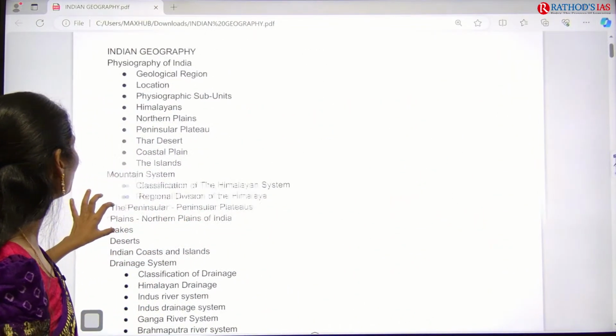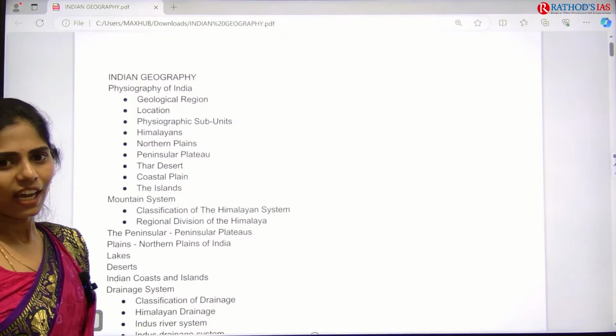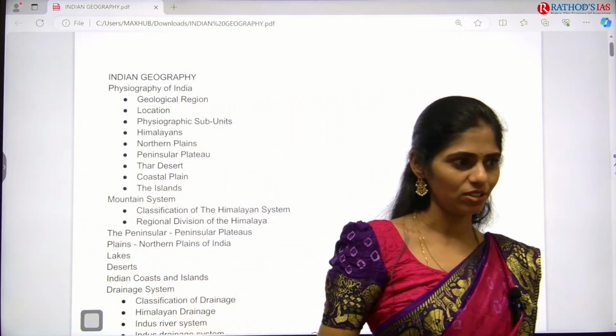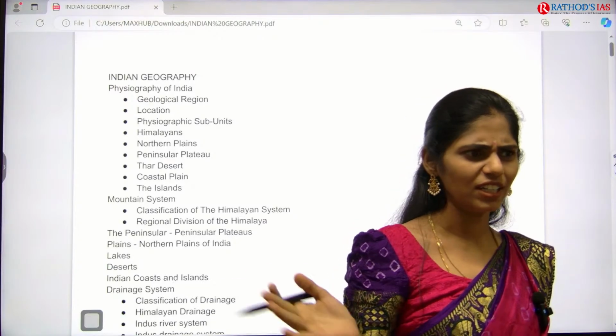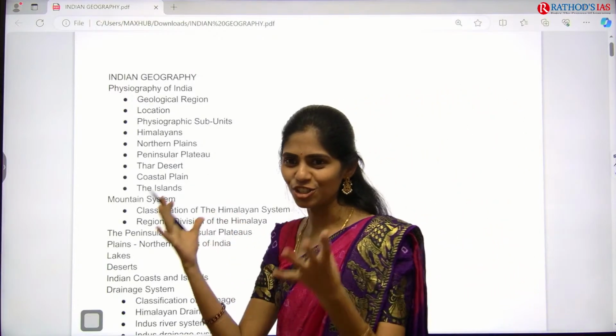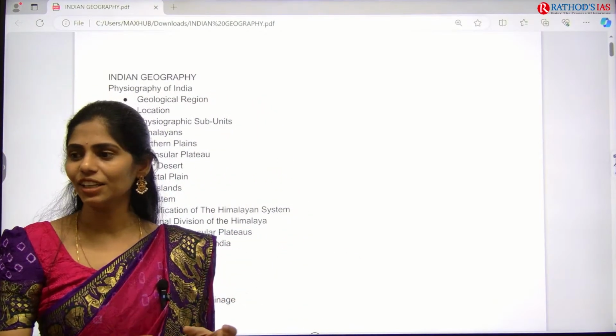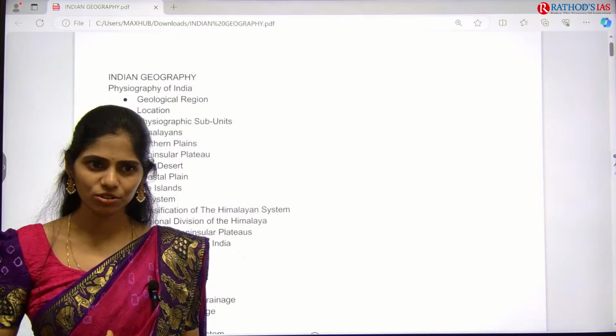So I am going to continue with Indian geography. And students, if you are preparing for other competitive examinations like CAPF or any other, you will be getting a bunch of questions from this Indian geography. And you have to know exactly what to read and what not to read from Indian geography.